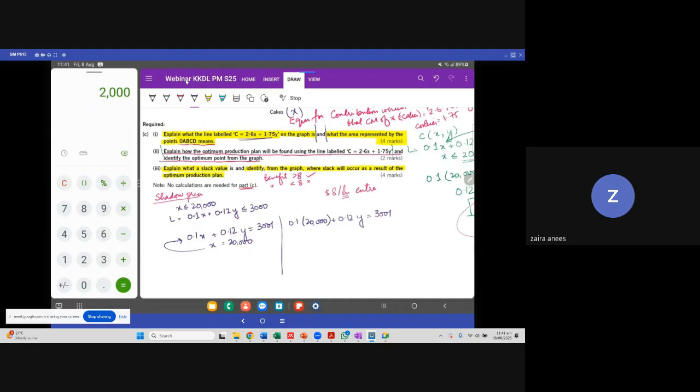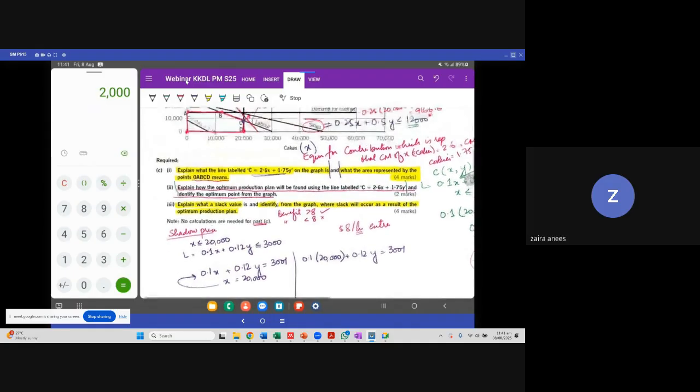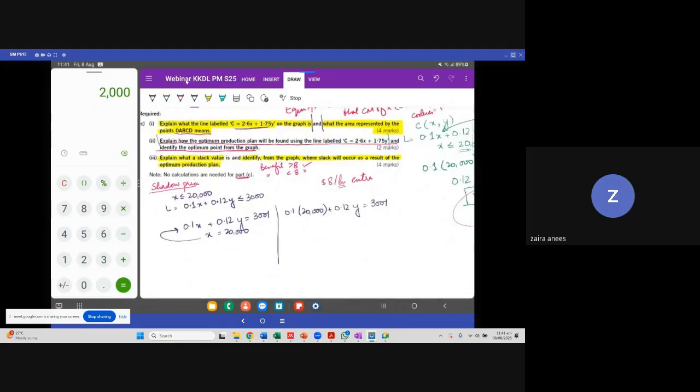Right. It was 3,000. We wrote the wrong equation. So the next lesson is, after writing the equation, try to verify that we copied it correctly or not. So 0.12Y will be equal to 1,001. Right? So Y will be equal to 8,341.66.